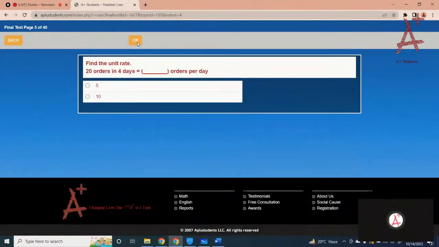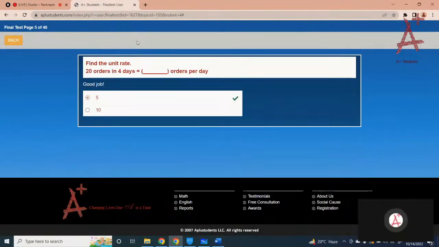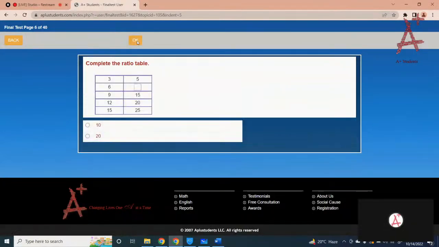20 orders in 4 days. So how many orders per day? 20 divided by 4 equals 5. 4 times 5 is 20. That means each day the orders that are getting ready is 5. Got it? So select the correct option and click on the OK button.